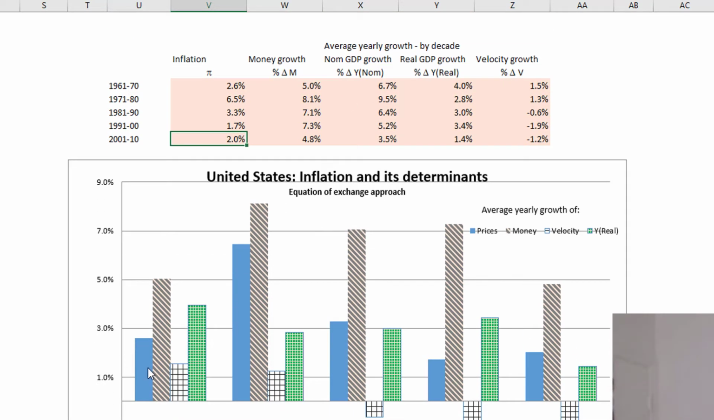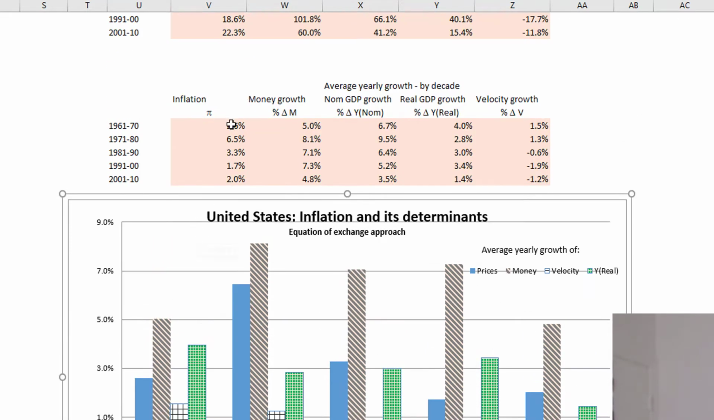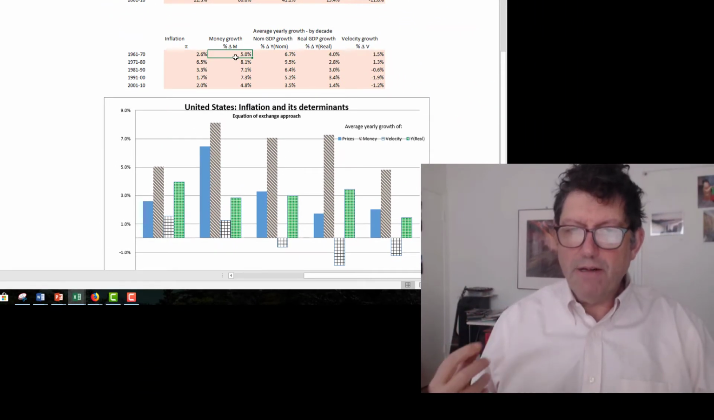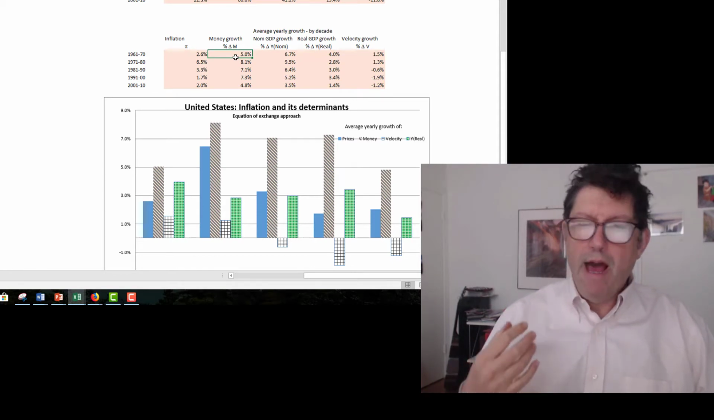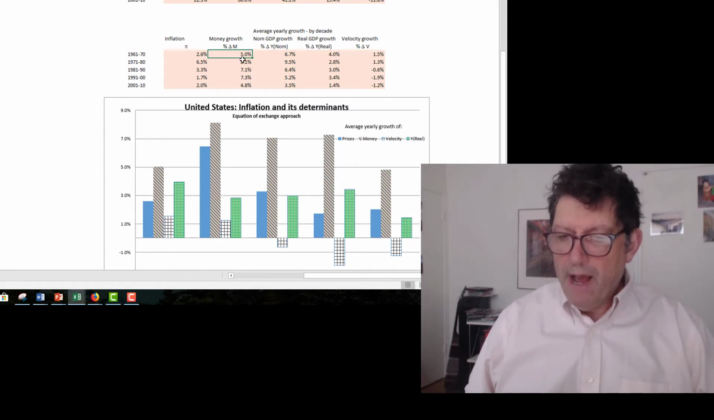You can see here that we have also the blue bar is prices, the gray bar is money, and you can see that money is going up with prices. So you can see that yes, you have this correspondence here between money growth and price growth. That bears out one of the main lessons of the quantity theory: more money growth, more price growth. But that's not the end of the story.